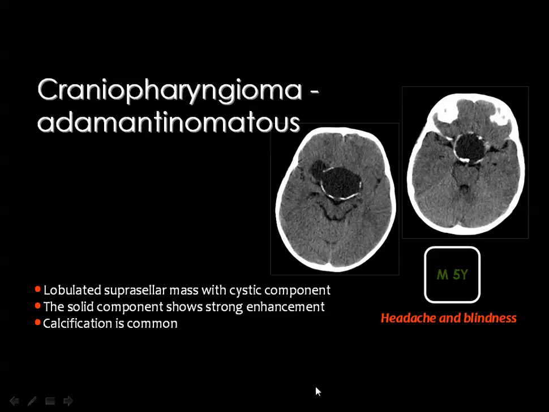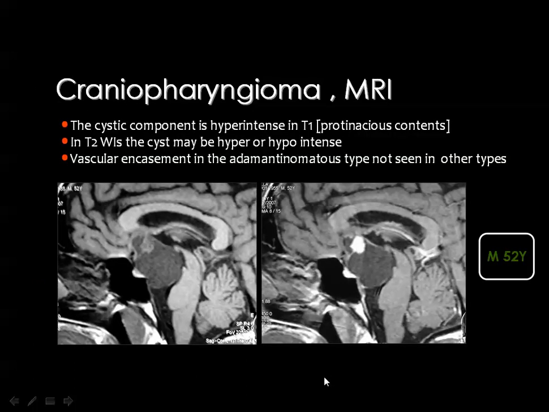But the type commonly seen in clinical practice, which is the adamantinomatous type of the craniopharyngioma, is composed of three major parts: the cystic component, the solid component, and the presence of calcium. Sometimes one of these components is missing. Still, you can diagnose the suprasellar craniopharyngioma if you see a suprasellar mass predominantly having a cystic component and calcium, or a cystic component and a solid component.